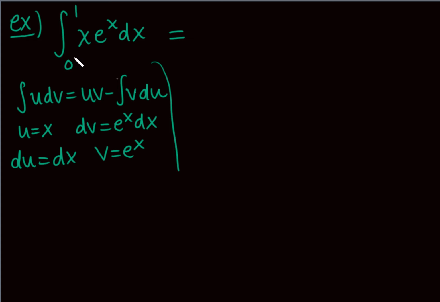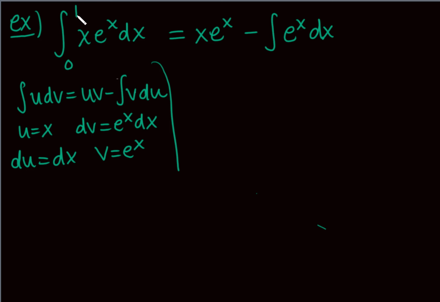Now, this is a definite integral, so here's where we have to be a little bit careful. When I take u times v, this is x e to the x minus the integral of v du, which is e to the x dx. This is a definite integral. Remember what a definite integral gives us. It gives us a number. It doesn't give us a function, it gives us a number. So if I were to go through and finish this, I would find what the antiderivative is. I'd finish this up right here.